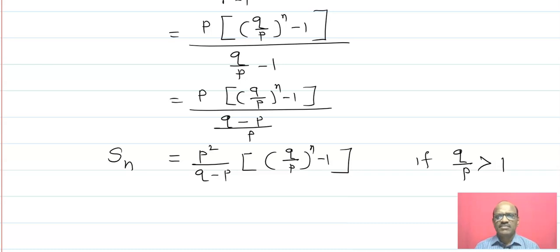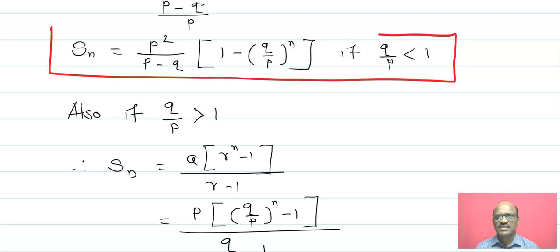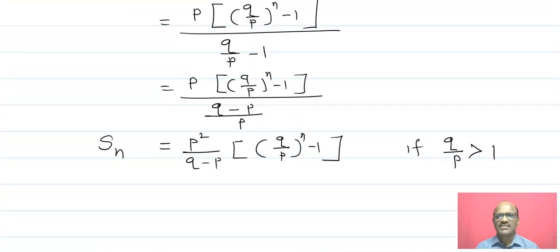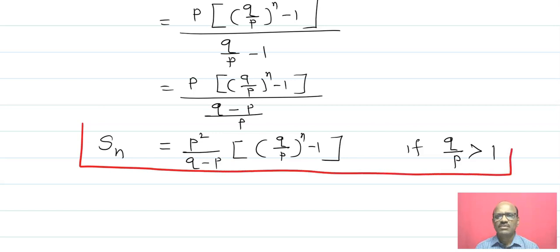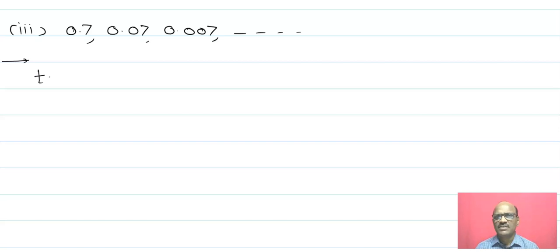In this way, we have the formula for the Sn, where q upon p is less than 1, and the second is q upon p greater than 1.